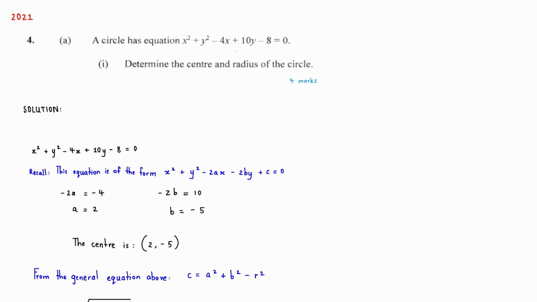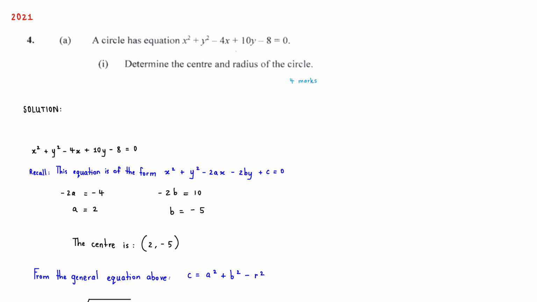2021 question 4 part A states that a circle has the equation x squared plus y squared minus 4x plus 10y minus 8. Now the first thing we notice when we see this equation is the form that the equation is in. So notice the form before, right? If you go back, you realize that this is the general equation. And that is important because we know that we can easily find the center from it.